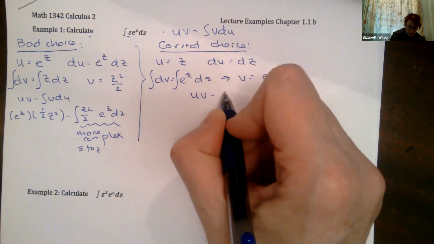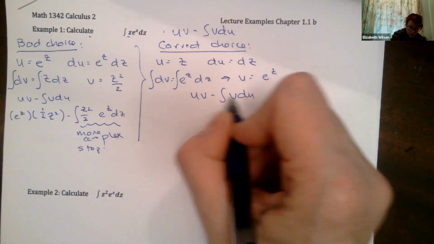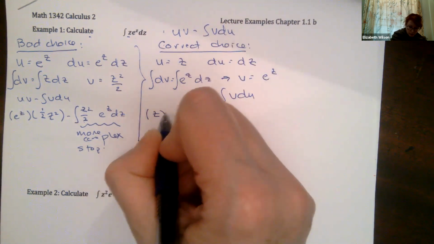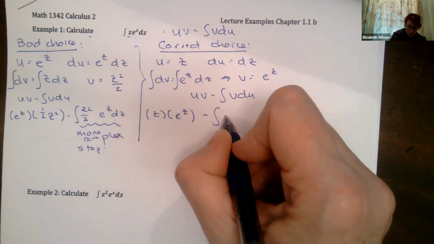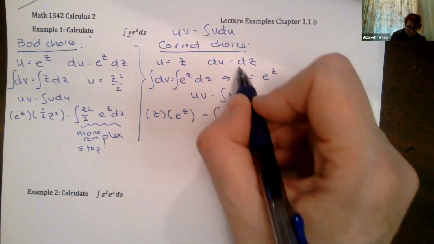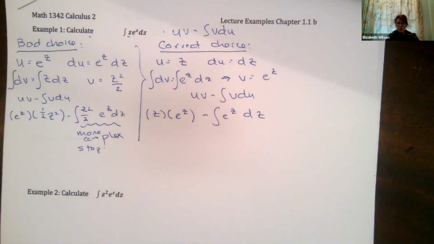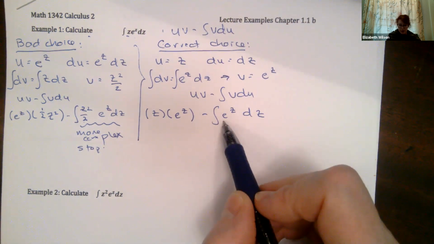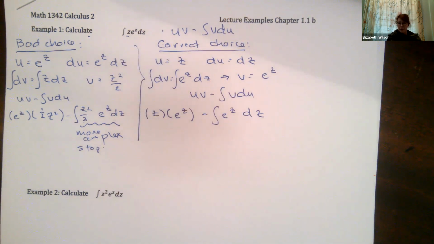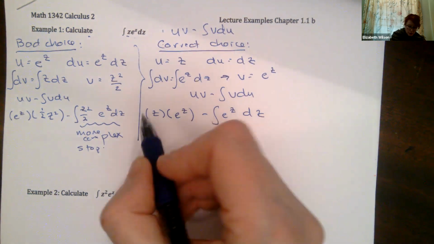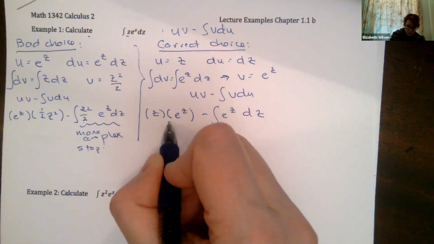uv minus the integral of v du. I'm going to plug things into place. So u times v minus the integral of v du. Nice, it's more simple. All I'm doing now is integrating e to the z dz, whereas before I had two functions being multiplied together. So I've made it more simple. So it was probably the correct choice, and it was the correct choice. All right, so let's go ahead and do this. Don't forget, this is part of your answer.